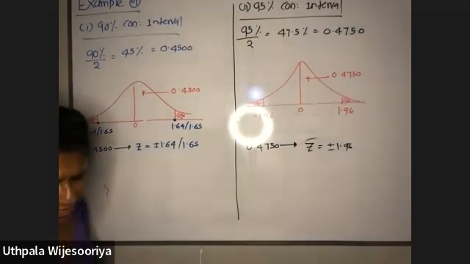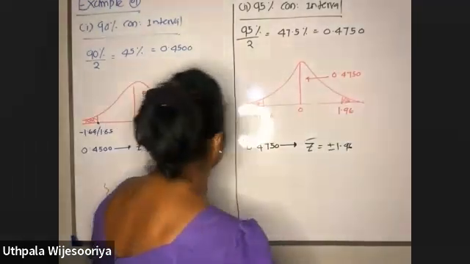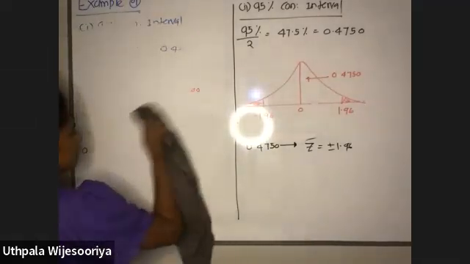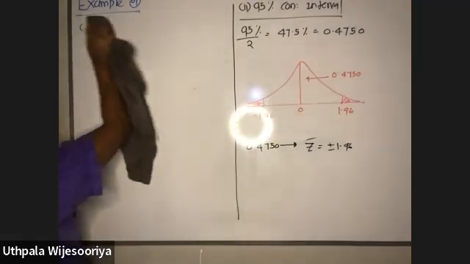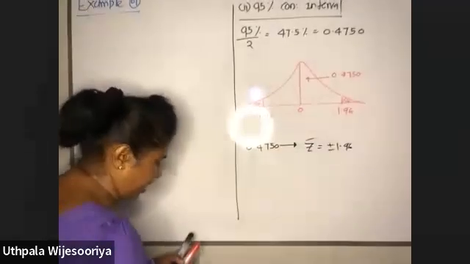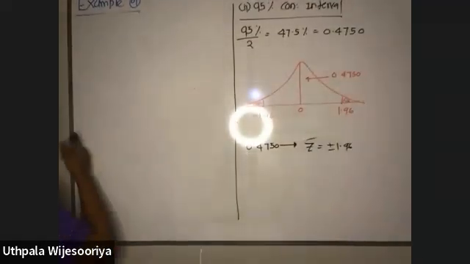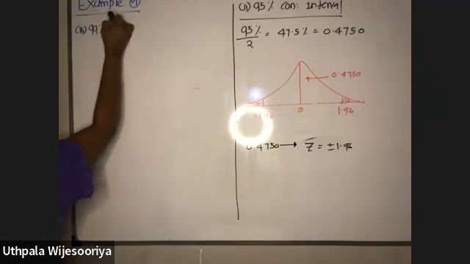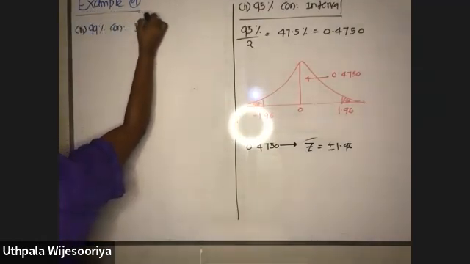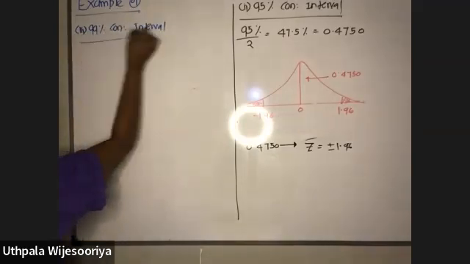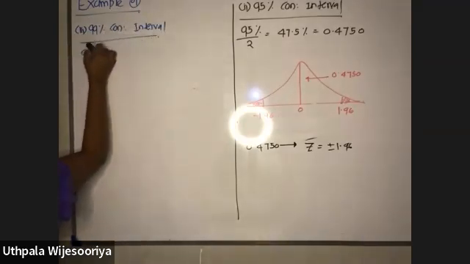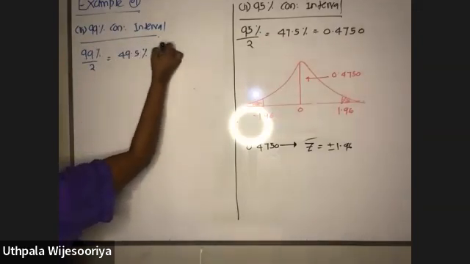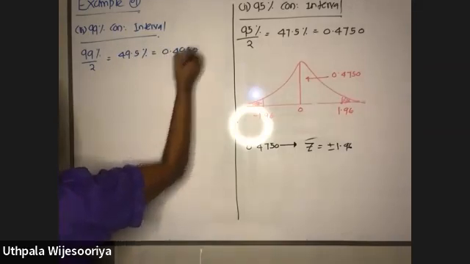So then finally, the 99% confidence interval. Third answer. 99% confidence interval. So 99% divided by 2, that is 49.5%. As a decimal, 0.4950.